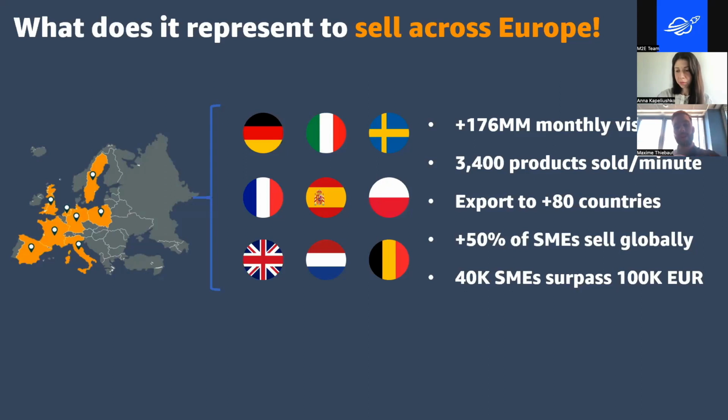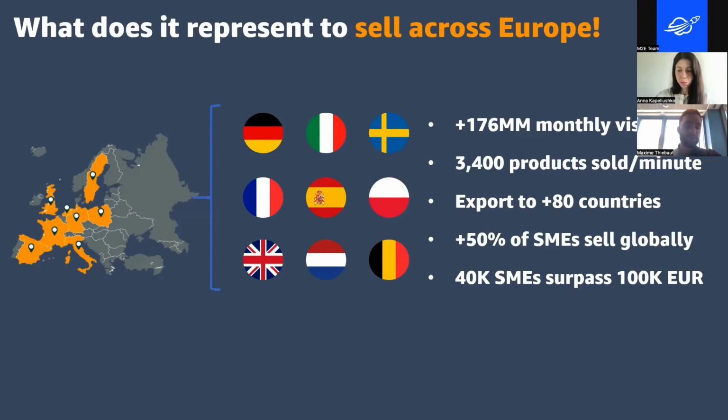If we take all EU 10 countries, so the 10 marketplaces of Amazon, right now the number just grew, but it's around 200 million monthly visitors in Europe. And we are selling more than 3.5K products per minute.